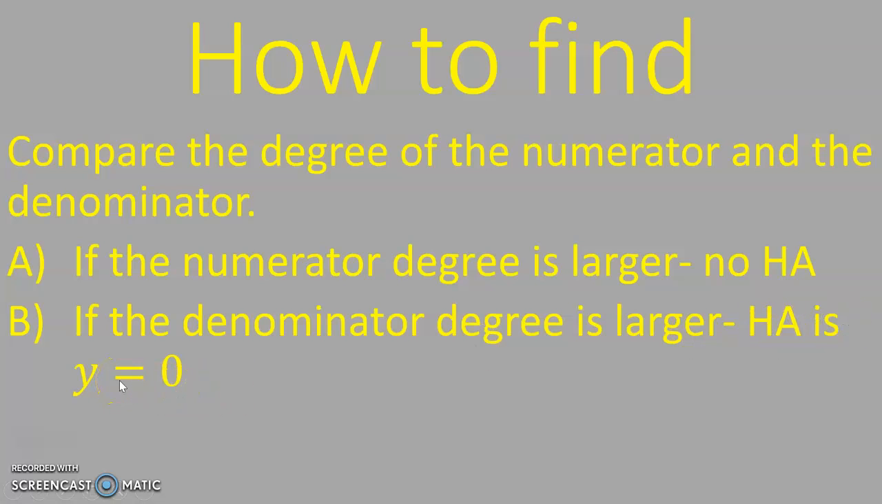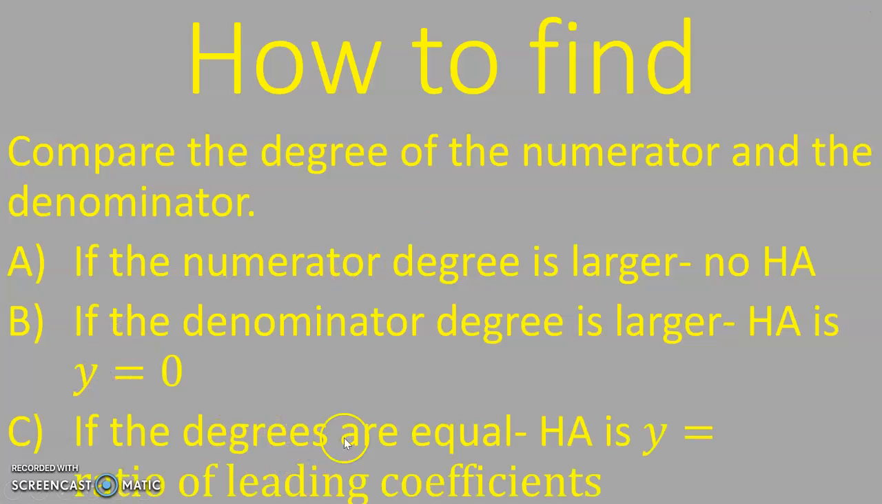Now if you remember from Algebra 1, y equals something is a horizontal line. So when you talk about your horizontal asymptote, you have to say y equals a number. The third possibility, of course, is what if they're equal? Okay, if the degrees are equal, that's the numerator and denominator degrees are equal, the horizontal asymptote is y equals the ratio of leading coefficients. So we'll provide an example to show you exactly what that means.